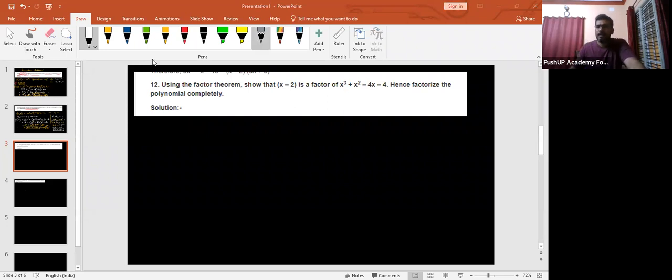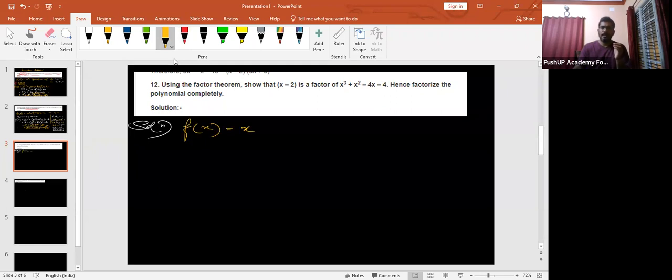Afnan, Sachin, Logo version, pay attention here. Gautam? Yes, sir. Look here. The rest of the children, please take the sum from the WhatsApp group and start solving. Using the factor theorem, show that x minus 2 is a factor of the given polynomial. First of all, write down the polynomial. Here, f(x) is x cube plus x square minus 4x minus 4. Using the factor theorem, show that x minus 2 is a factor.